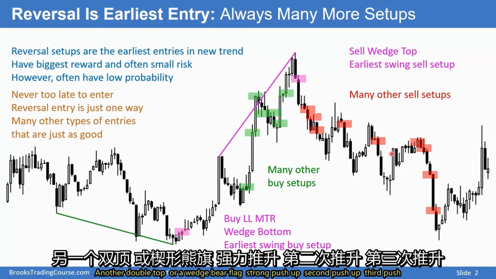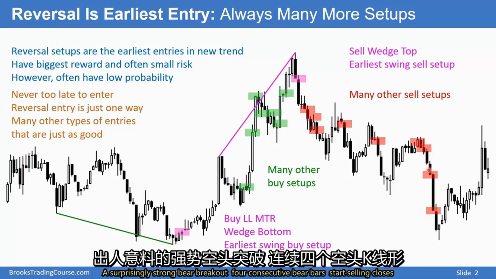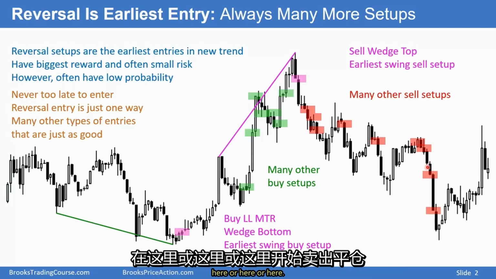Another double top or a wedge bear flag. Strong push up, second push up, third push up. Sell below the low of that bar. A surprisingly strong bear breakout. 4 consecutive bear bars. Start selling closes here or here or here.